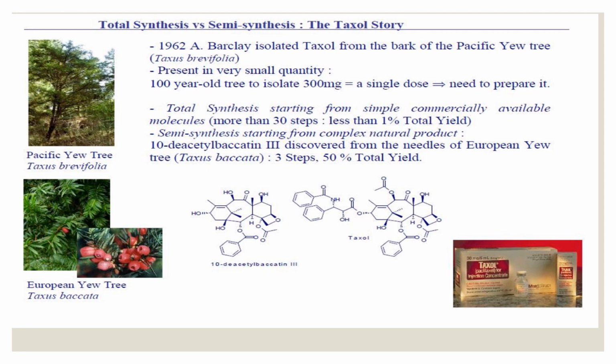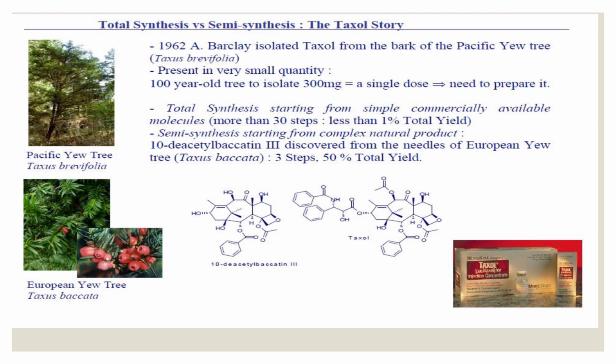A 1000-year-old tree yields only 300 milligrams, and a single dose needs to be prepared from that. That means it is very difficult to get a large amount of dose. So the total synthesis starting from a simple commercially available molecule takes more than these steps and gives less than 1% total Taxol.